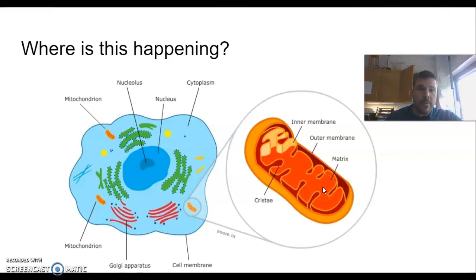And I remember the matrix because I think about Keanu Reeves swimming through the inside of the mitochondria. That reference might be too old for you, a little dated, but it works for me, so use it if it works.